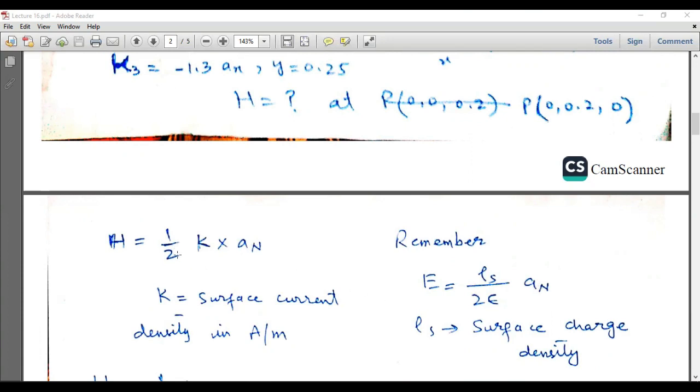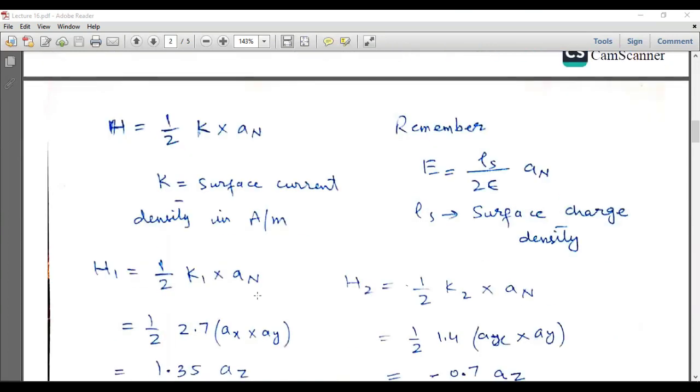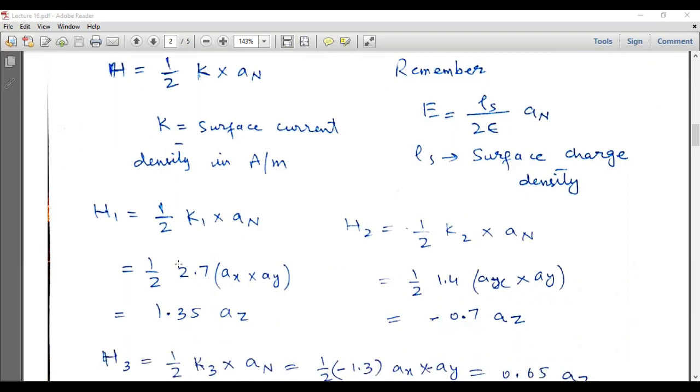And there is no term which characterizes the medium, because the magnetic field intensity is independent of the medium, and K is the surface current density in amperes per meter. So H1 is equal to 1 by 2 K1 cross an, and it will be equal to 1 by 2 times 2.7 ax cross ay. Here an is equal to ay, and that will be equal to 1.35 az.